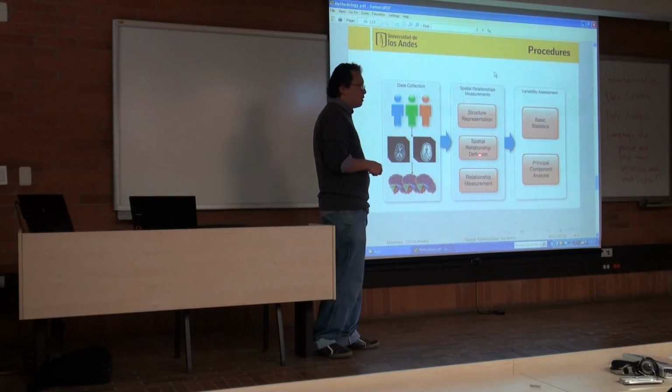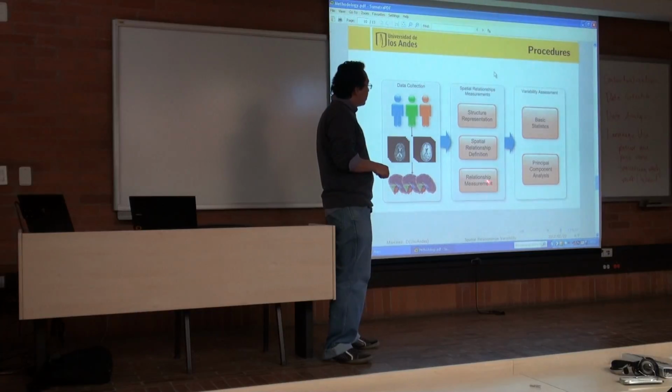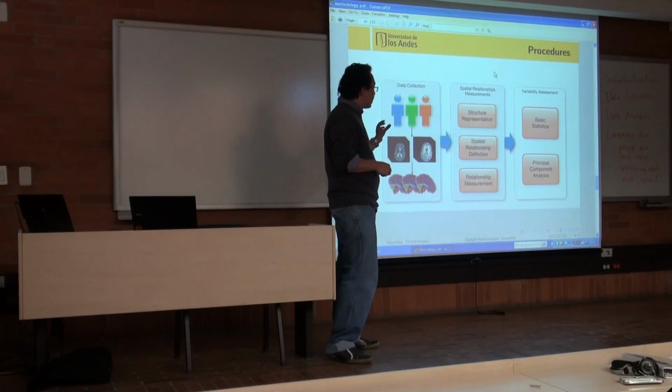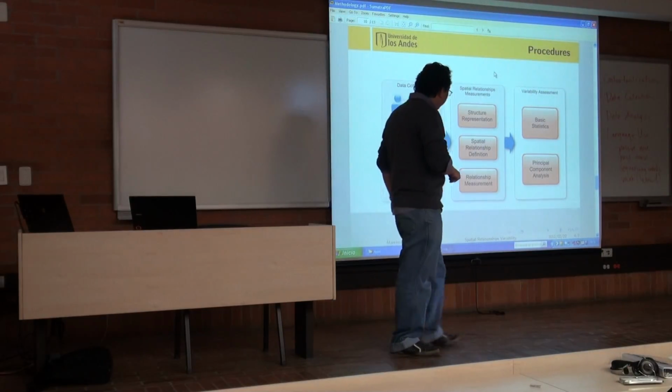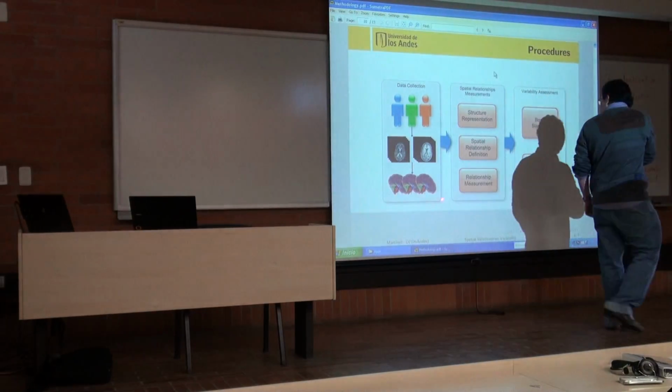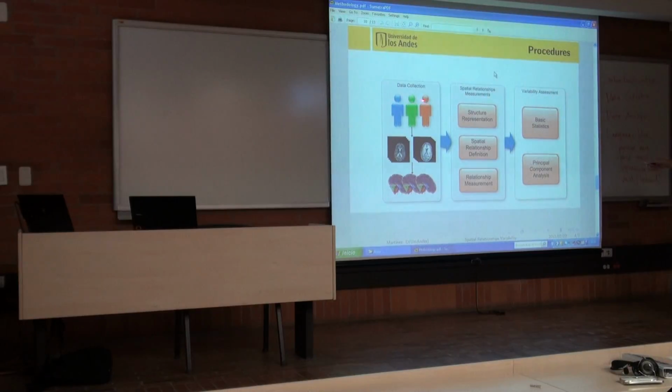After that, based on the representation, we propose some spatial relationship definitions, and then we measure the relationship. Then, for each pair of structures, for each subject in the source, we have a set of spatial relationship measurements, and with that we can assess the variability.